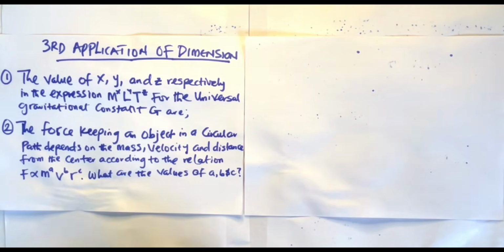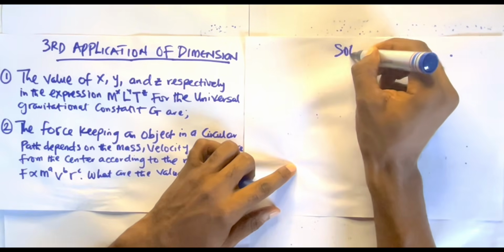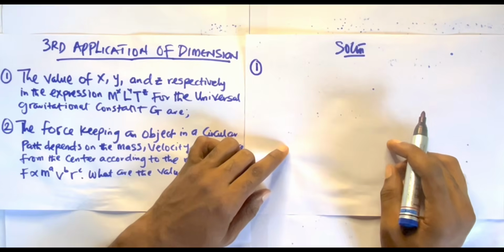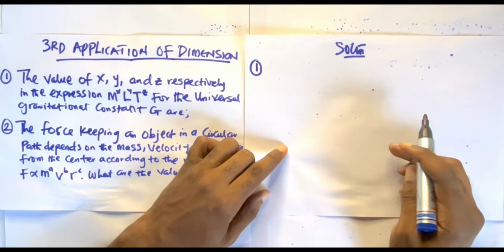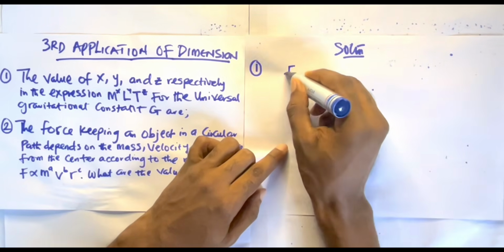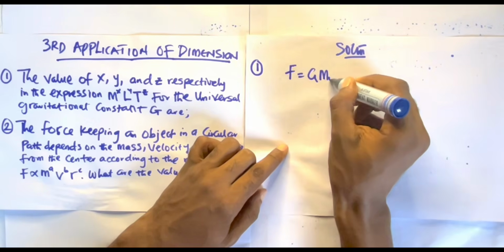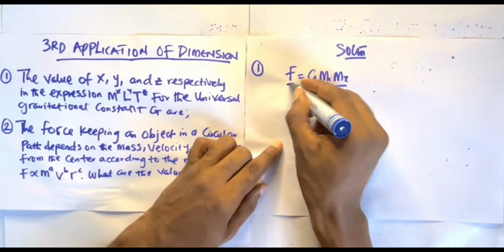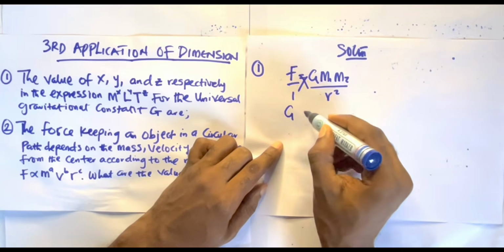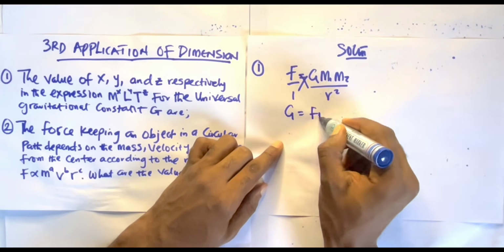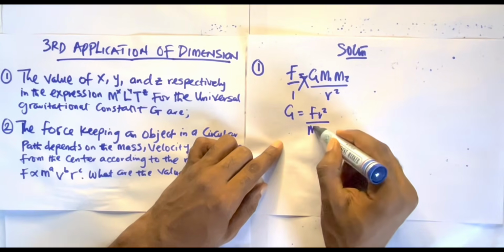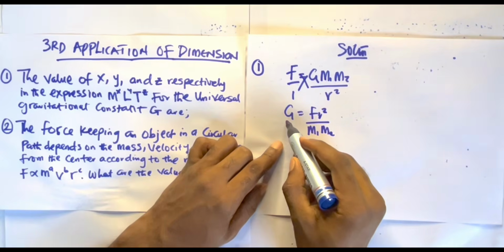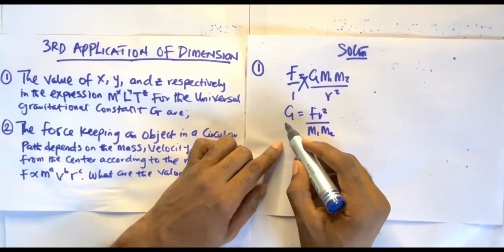Solution. Question number 1. What is the formula for gravitational constant G? It is given as F = G m1 m2 all over r squared. We say G is equal to F r squared all over what? m1 m2. So we have made G the subject of the formula, which is the gravitational constant.